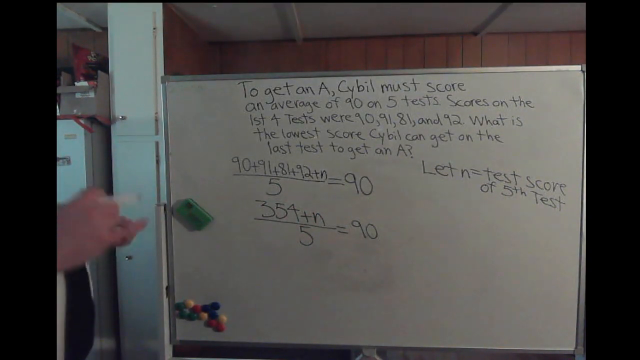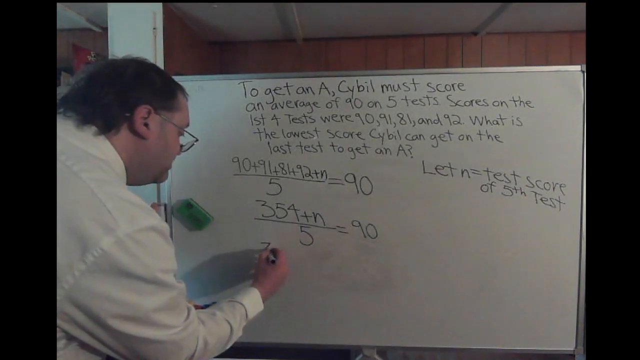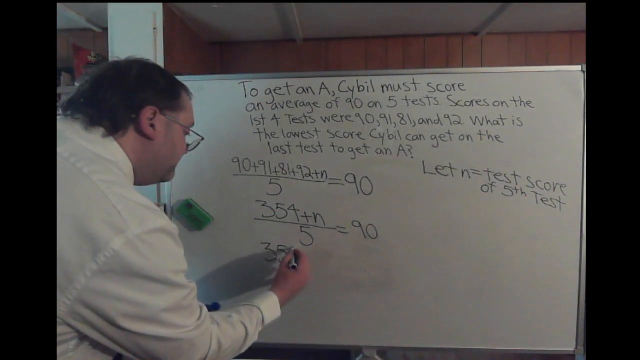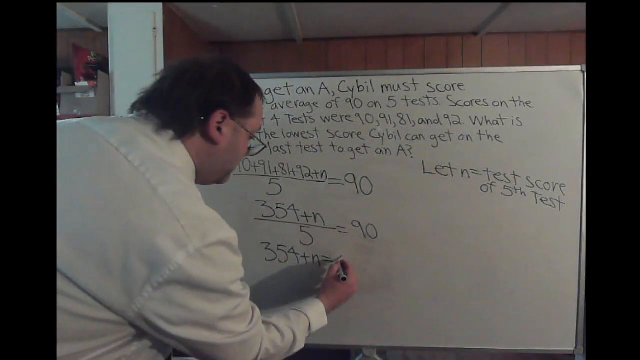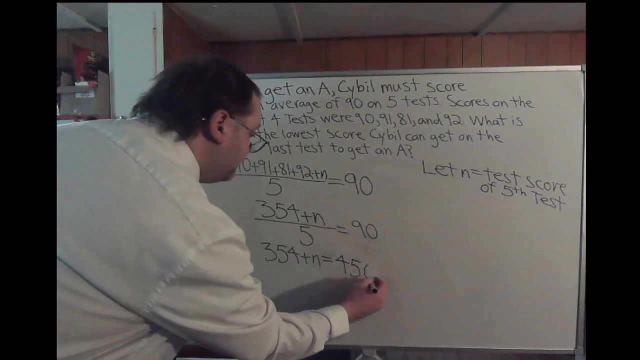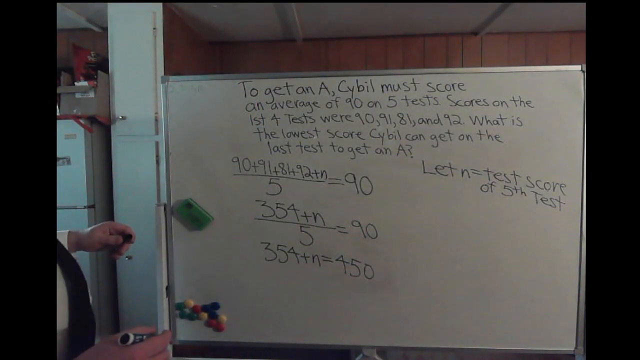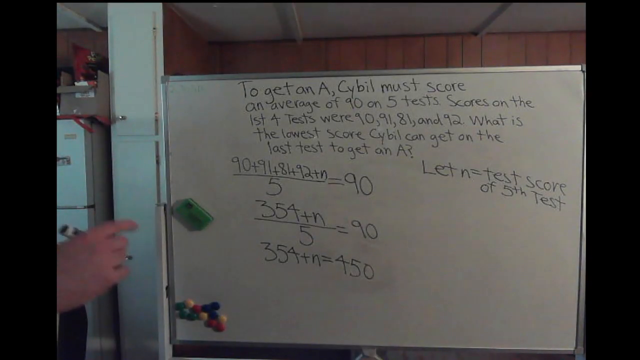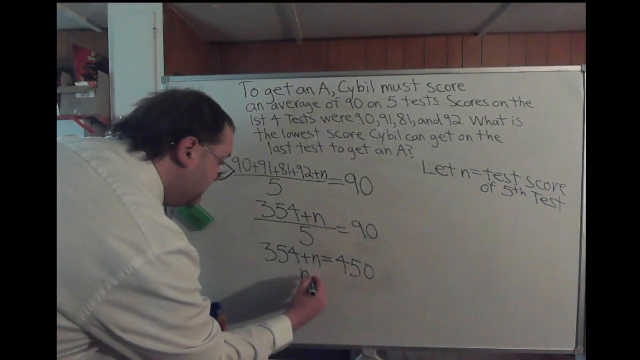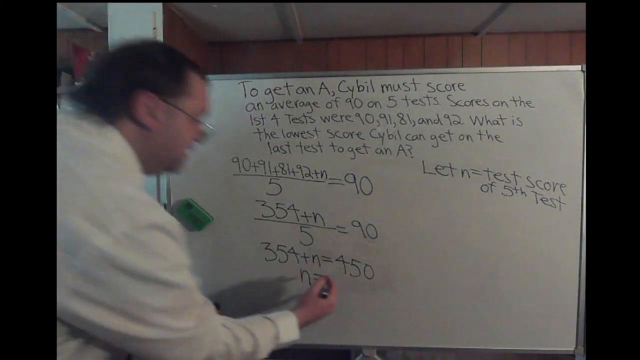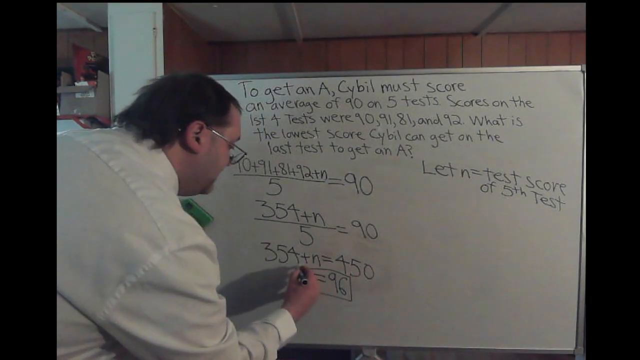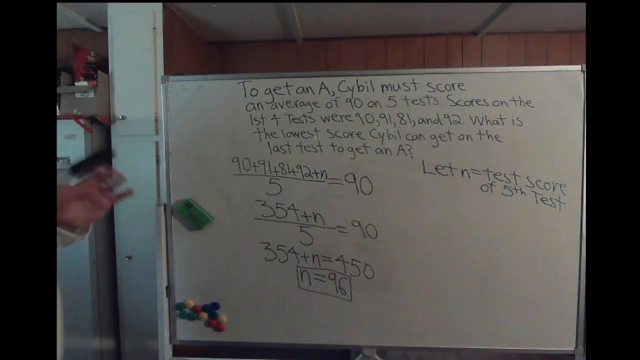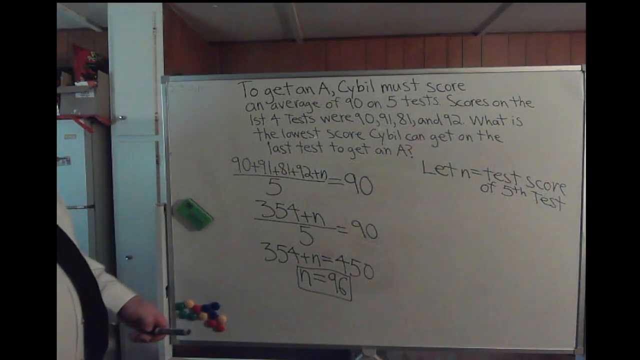Next thing we need to do is multiply both sides by 5, and then you'll just have a single variable problem. 354 plus N is going to equal 90 times 5, which is 450. Now we need to figure out N. In order to get N by itself, you subtract 354 from both sides. 450 minus 354, that's 96. So she needs to score a 96 on her last test, that bare minimum, a 96 in order to get a 90 average.